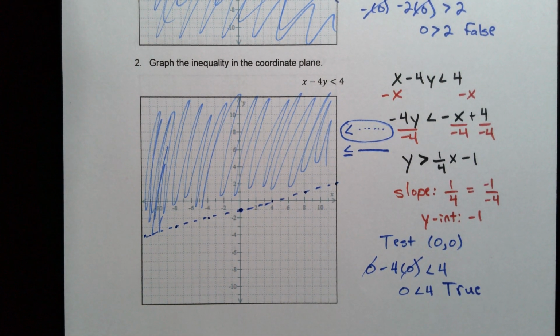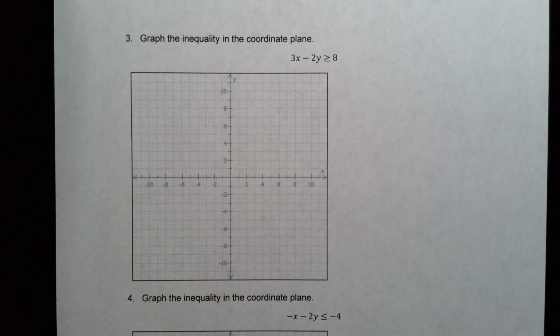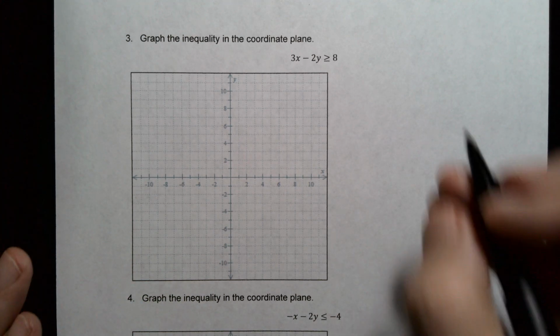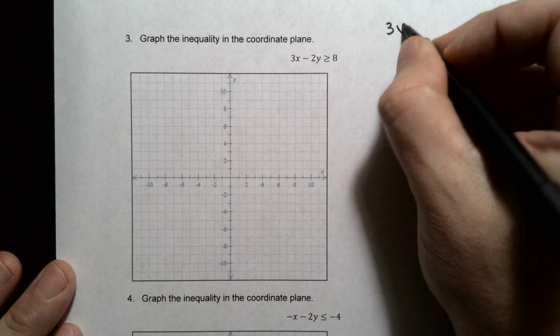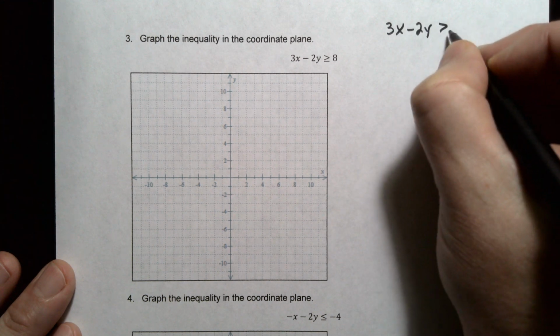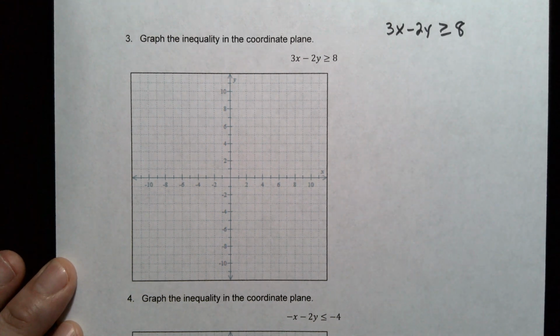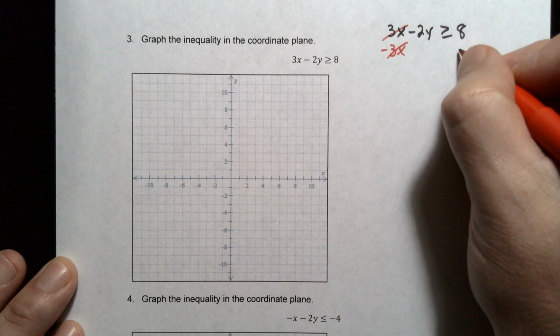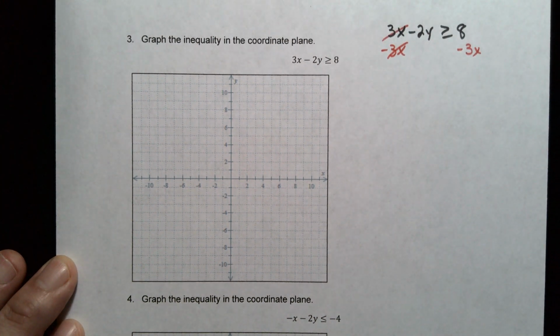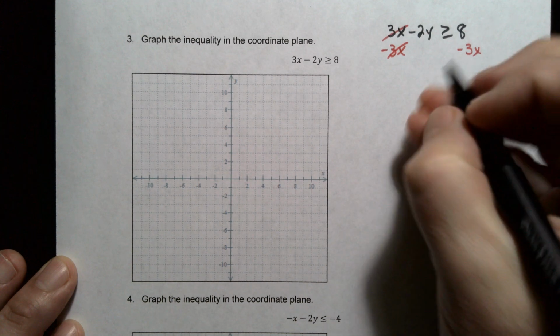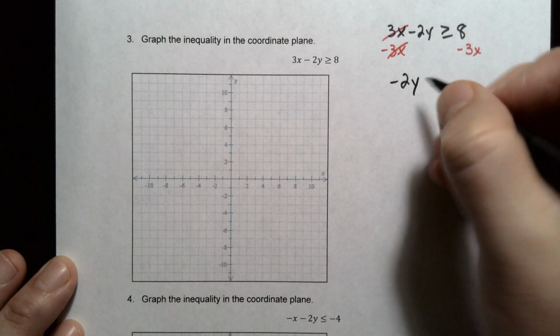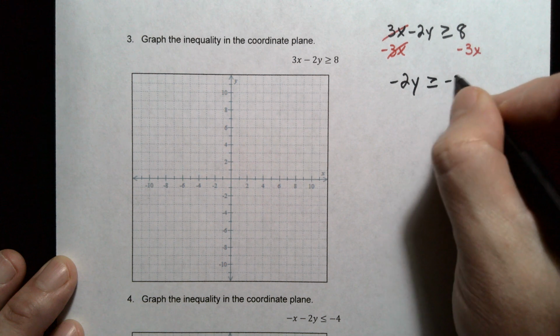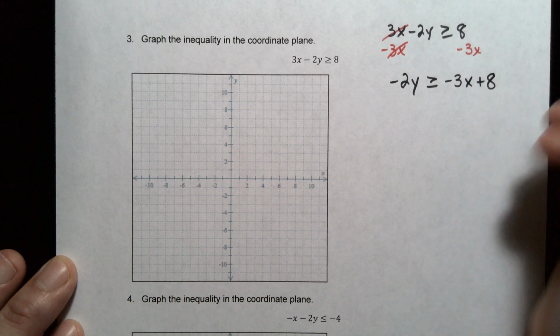Okay, let's look at a couple more. On this one, I've got 3x minus 2y is greater than or equal to 8. Okay, write that down. I want to solve for y, so I have to get rid of this 3x. I can do that by subtracting it. So that will give me negative 2y is greater than or equal to negative 3x plus 8.